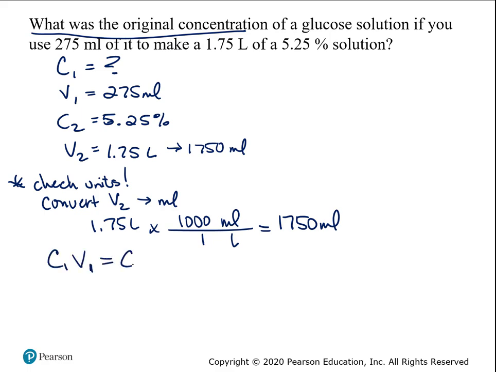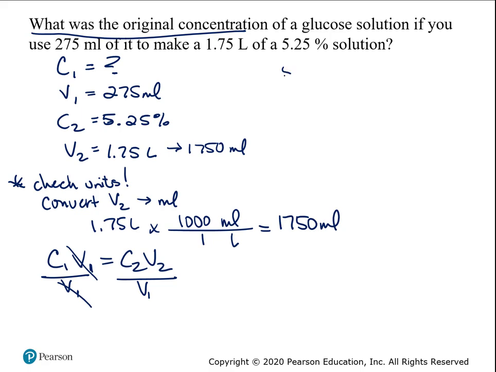So now C1 V1 equals C2 V2, and I've got to find C1. So what do I have to move? V1. I've got to divide both sides by V1. V1 and V1 will cancel on the left side, and it moves over to the other side, so now C1 is all by itself. So all I do now is just plug in the numbers. Just make sure you double check and put the numbers in that match. Don't flip your volumes, which is a common math error.